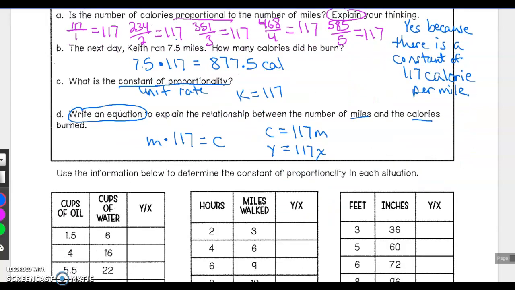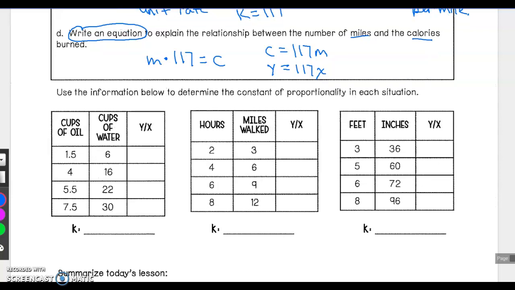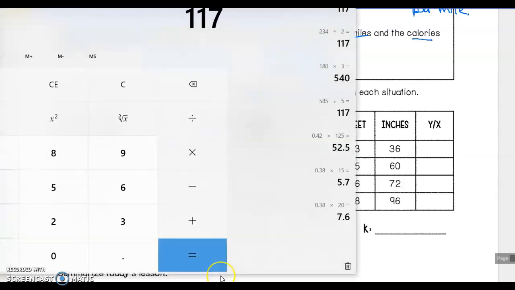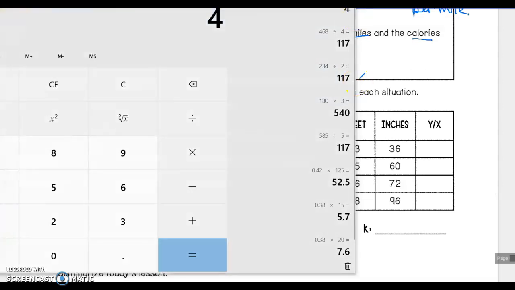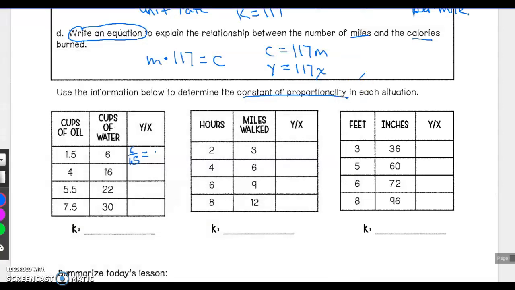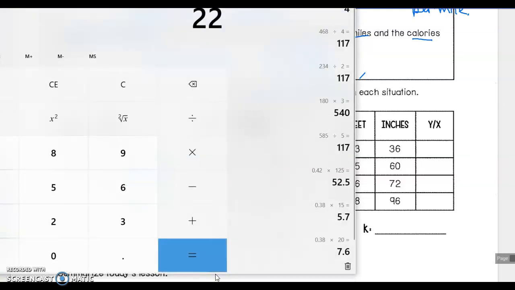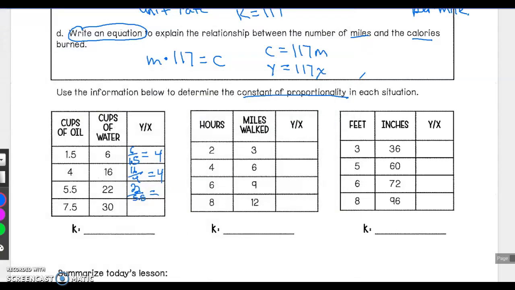All right, last thing. Use the information below to determine the constant of proportionality. Well, how do we find the constant of proportionality? We divide. 6 divided by 1.5 is 4. 16 divided by 4 is 4. 22 divided by 5.5, squeezing this in here. Guess what? It's 4. And 30 divided by 7.5 is 4.